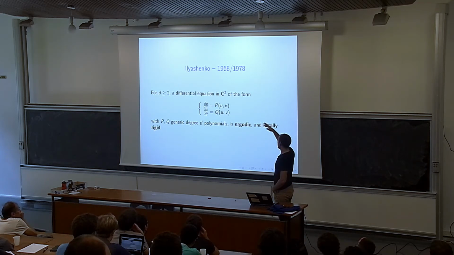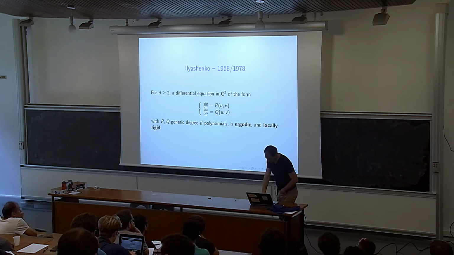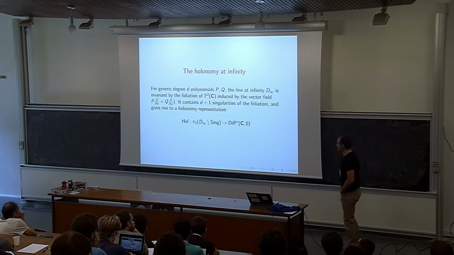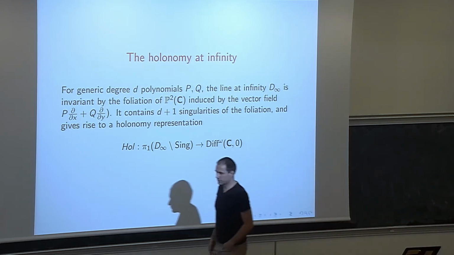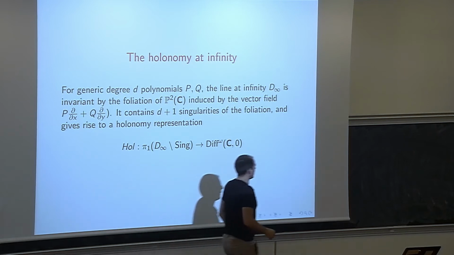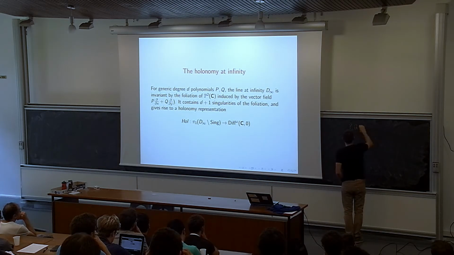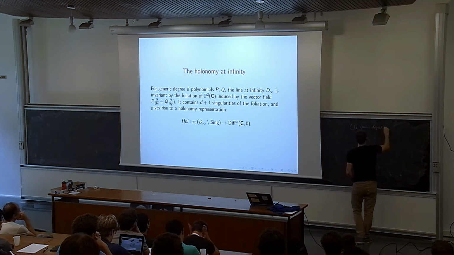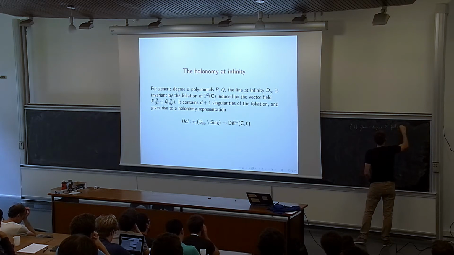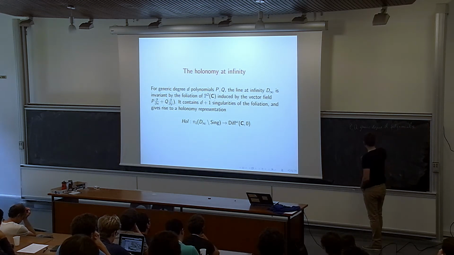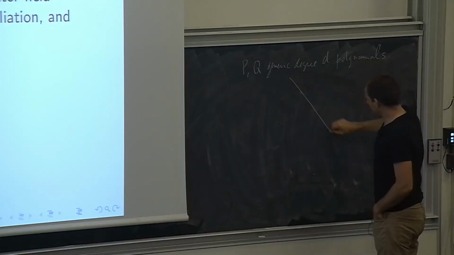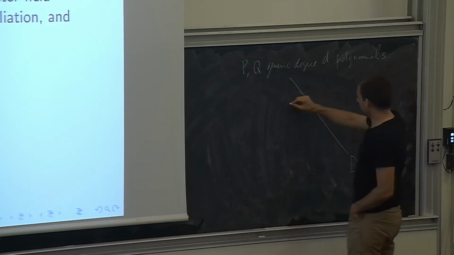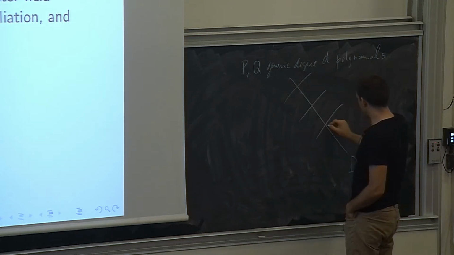That was proved around the 60s, and the tool to prove these statements is to study the holonomy at infinity. So let me just say a few words about that. If you take P and Q generic degree d polynomials, it turns out that the foliation induced by this differential equation can be compactified as a holomorphic foliation of the complex projective plane, and the line at infinity is going to be invariant, and it's going to contain d plus 1 singular points.